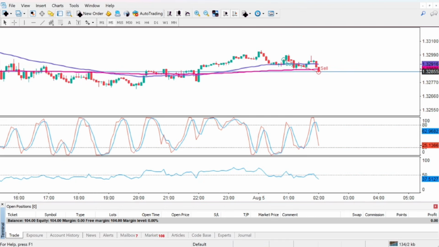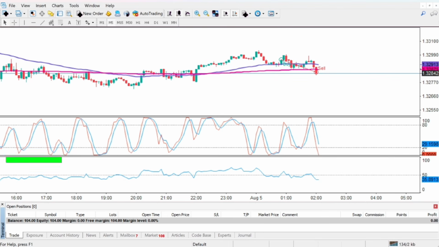But man, this one didn't even give me a chance. Price dipped straight down, tagged my stop loss almost immediately, and that's a minus $11 hit. Balance drops back to $104. Not gonna lie, that stings a bit, especially after such a clean first win. But hey, this is trading. One loss doesn't kill the challenge, so let's shake it off and move on to the next setup.